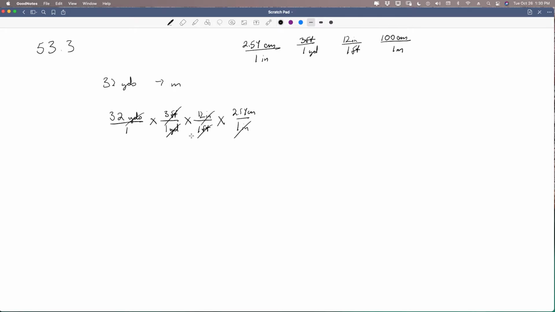So inches cancels. Now we can go from centimeters to meters. So we put 100 centimeters in the bottom and 1 meter in the top. So now we can cancel our centimeters. Now we write it out. 32 times 3 times 12 times 2.54 all over 100, and that's going to be meters.